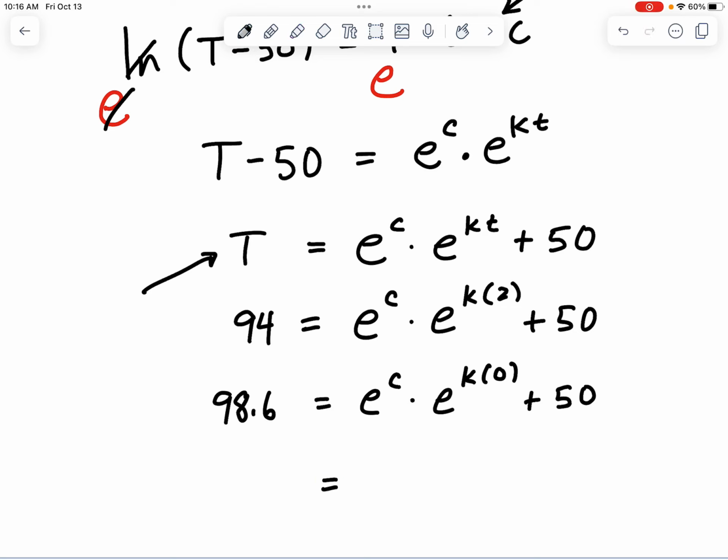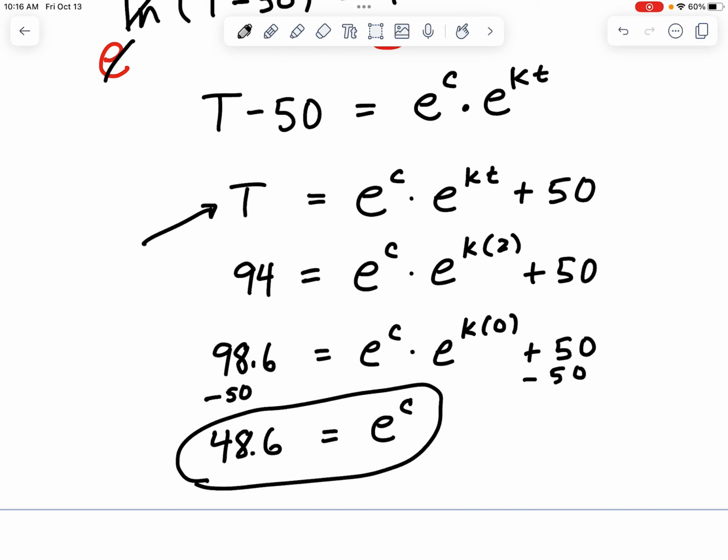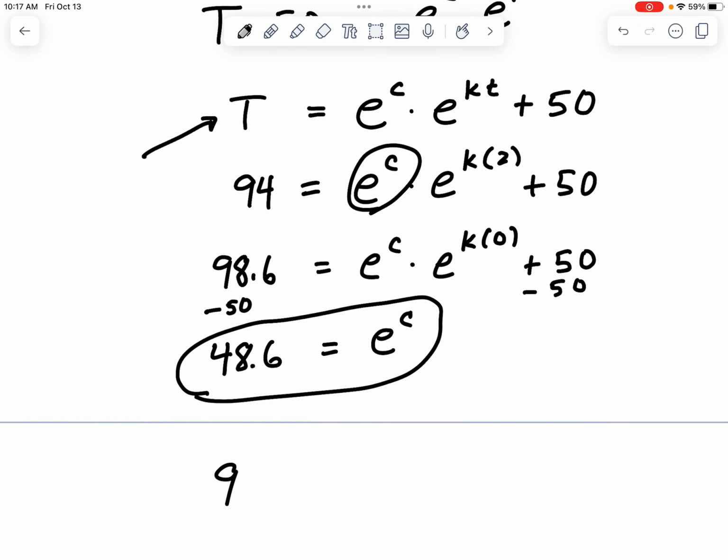And so we could then solve for e to the c by leaving it there and just subtract 50 from both sides. And so e to the c would be 48.6. So I don't really need to solve for c because I can just substitute the e to the c directly right there. So for that equation, we would then have 94 equals, replace e to the c with 48.6, and then there's e to the k times 2 plus 50.